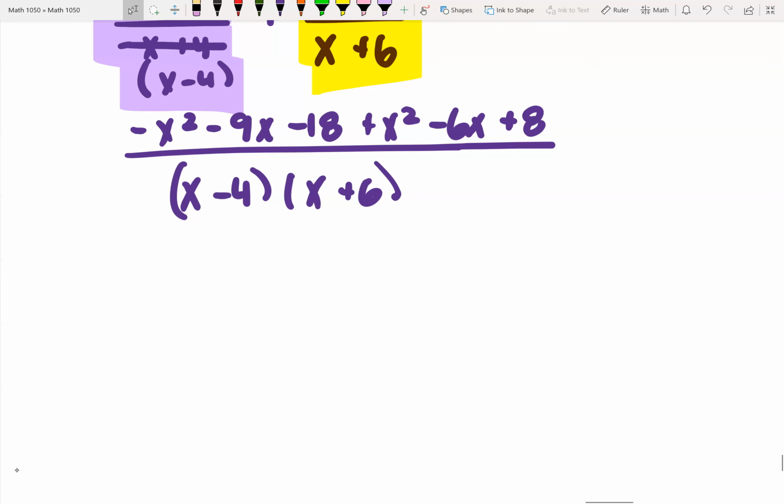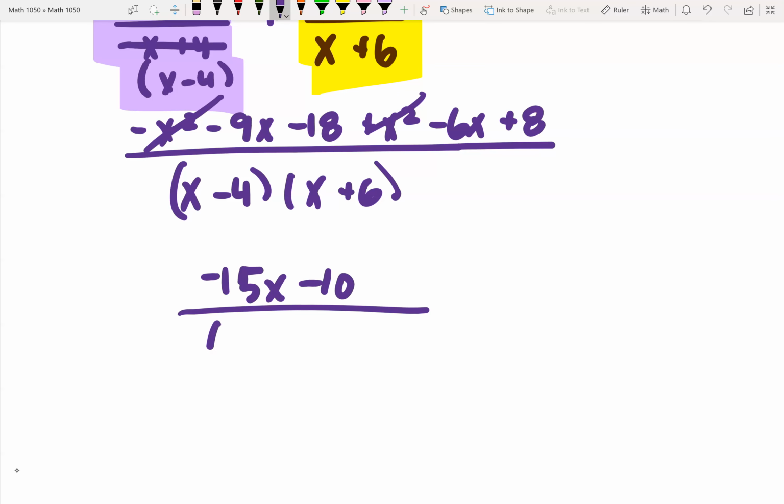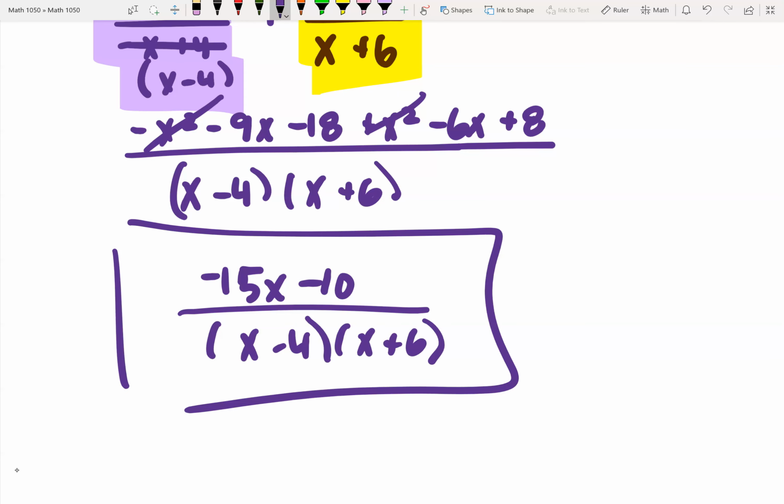Now I'm just going to clean that up. X squared minus x squared goes away. I get negative 15x minus 10 all over x minus 4 times x plus 6. Now I want to say something really fast. I can see that I can take a 5 out of the top, even maybe a negative 5. If I took out a negative 5, I'd be left with 3x plus 2. Is there a 3x plus 2 that I would then cancel with on the bottom? No, so it doesn't do me any good, okay?